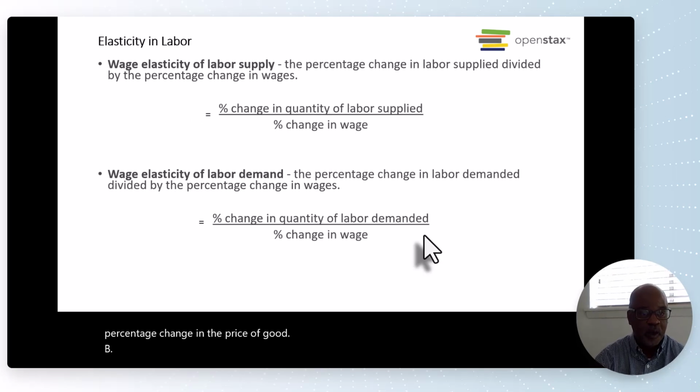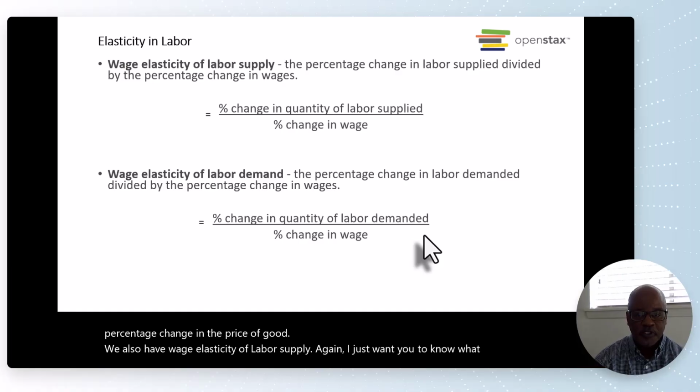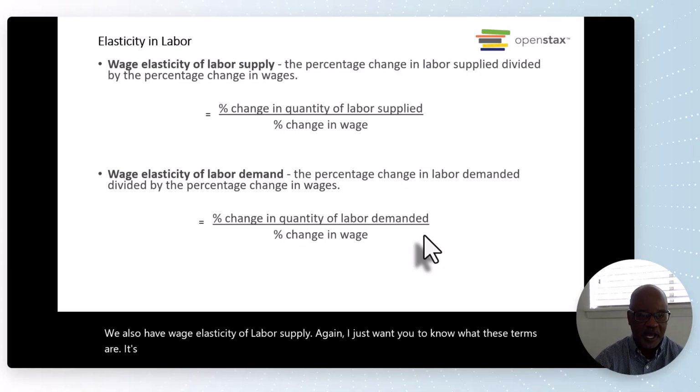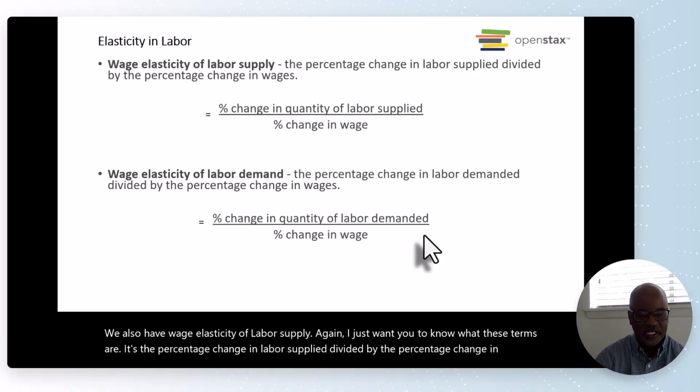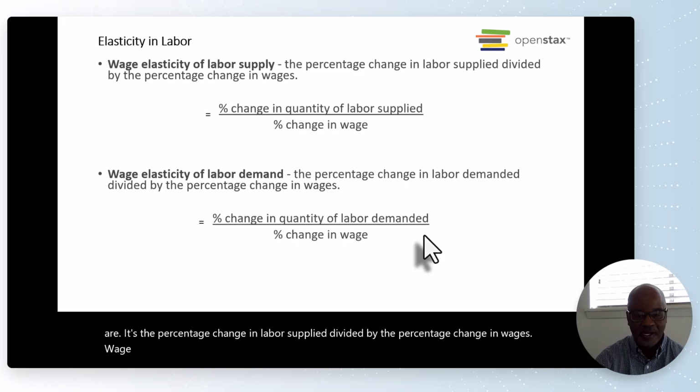We also have wage elasticity of labor supply. Again, I just want you to know what these terms are. It's the percentage change in labor supply divided by the percentage change in wages. Wage elasticity of labor demand: percentage change in labor demand divided by the percentage change in wages.